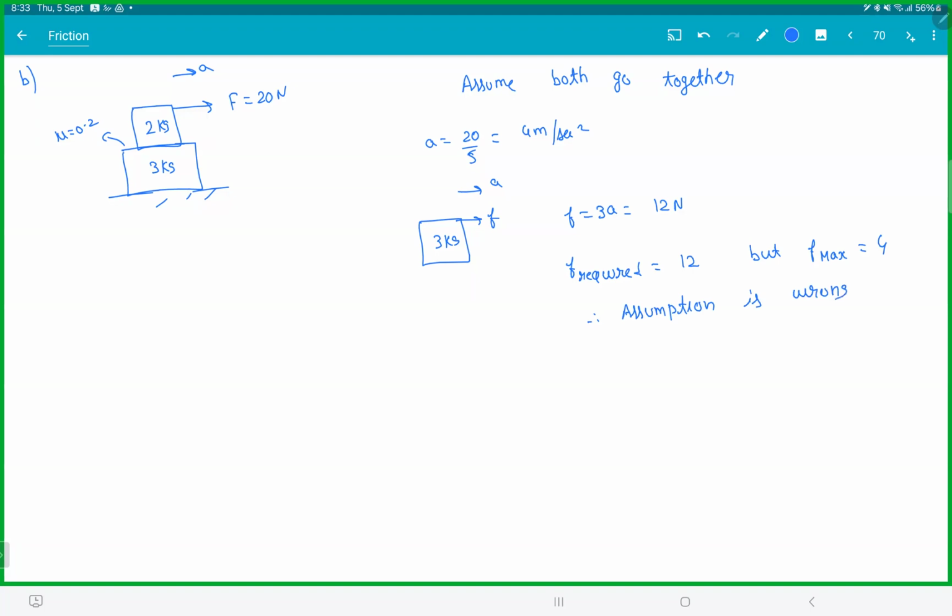So what will the friction do? F max is 4. Now you can say they're slipping for sure. So whatever you read, all this was a useless act. It is a waste of work, but it was important. Without doing that, you won't realize.